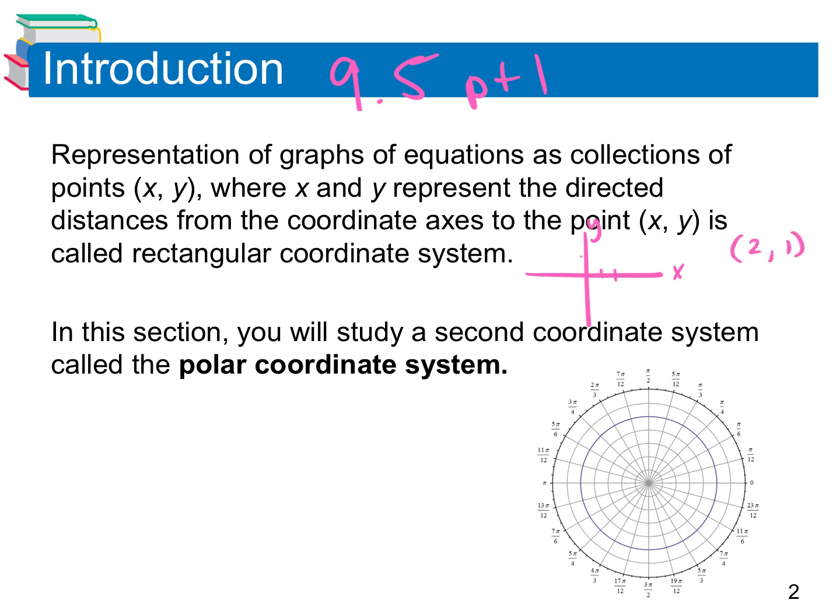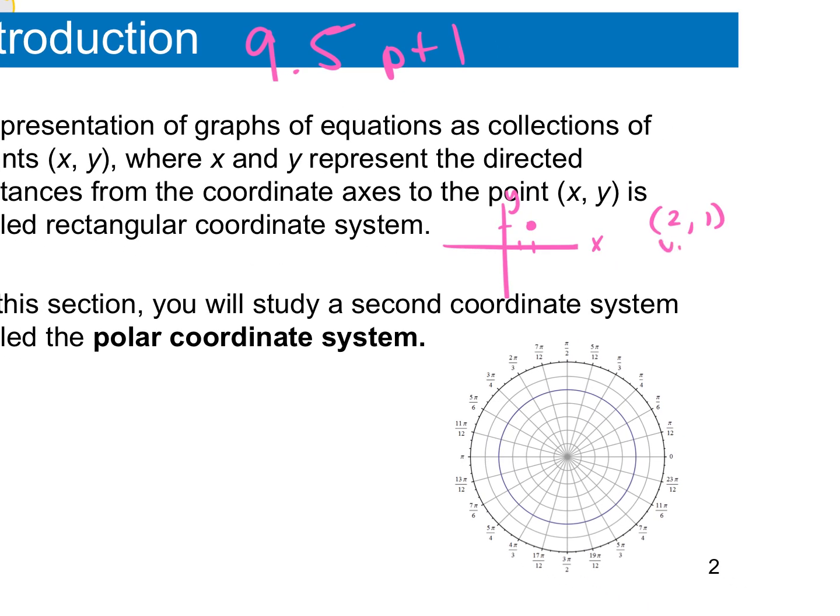We'd go to the right 2, up 1. This is a unique point. There's no other point that we would have that ends up in this place on our graph. With a polar coordinate system, our points are not unique. So we could have different points ending up in the same spot.